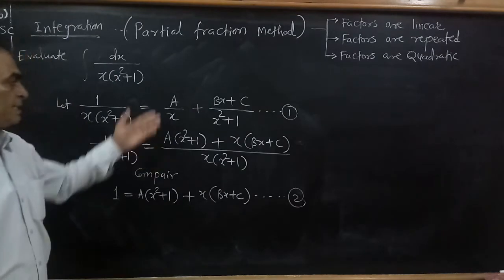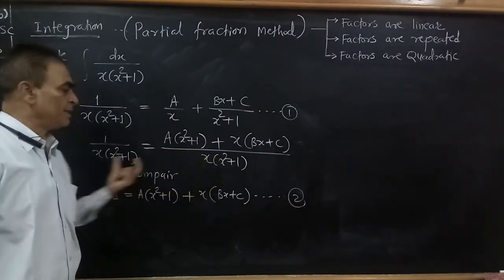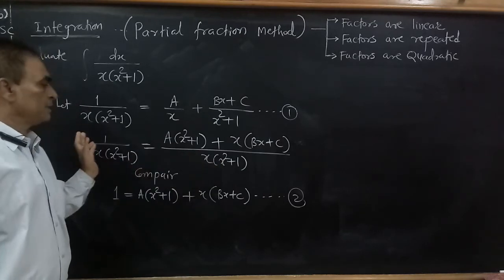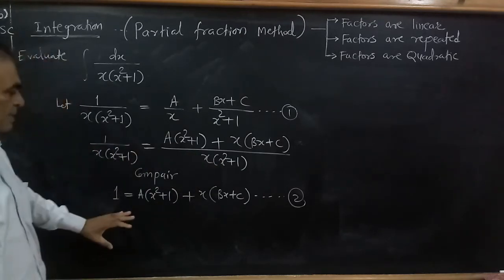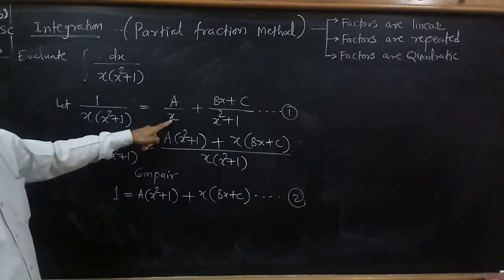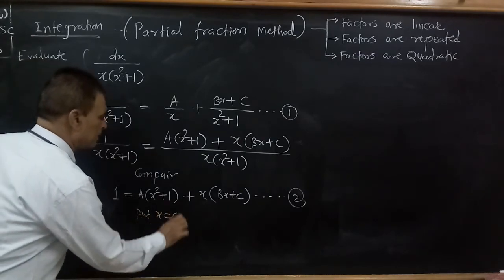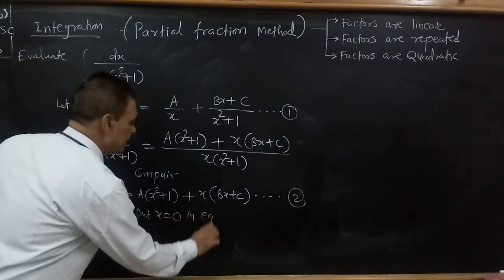This is equation number 1. This is equation number 2. Because the denominator is equal on both sides, equalize the numerator only. This is equation number 2. Observe the first factor. Take the first factor equal to 0, which means put x equal to 0 in equation 2.